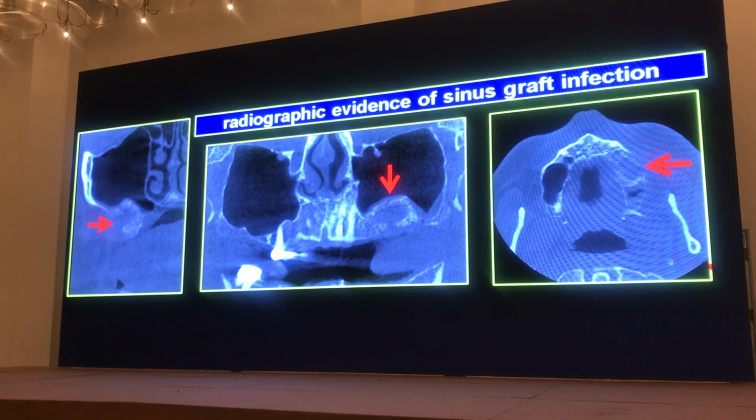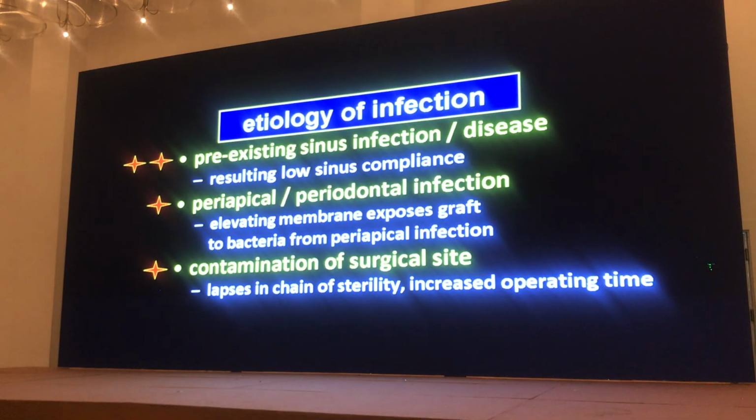On our CT scans, we can see that some of our radiopaque graft material is disappearing. What we seem to see here is like a black hole in the middle of our sinus graft because the graft is being resorbed through the infection process. Now, we have to think about what the etiology of these infections might be.